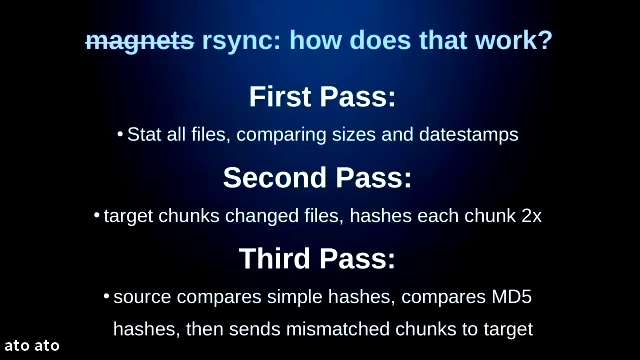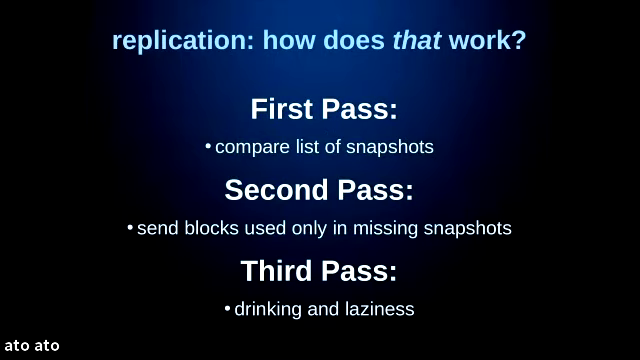Great. Now let's talk about how replication works. You compare the list of snapshots on the source and the target. Now you know which snapshots you don't have on the target. Well, what's a snapshot? Anybody? Block pointer tree. So you know which snapshots you don't have. You know which blocks are in them. You know which blocks are in that snapshot that weren't in the snapshots that you already have on the target. So you just immediately are sending those blocks down the wire.